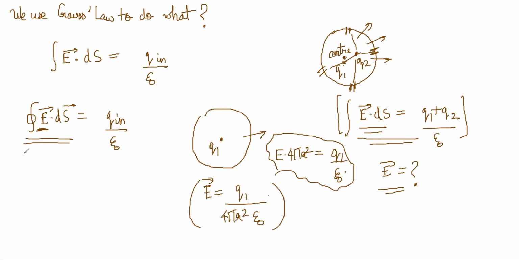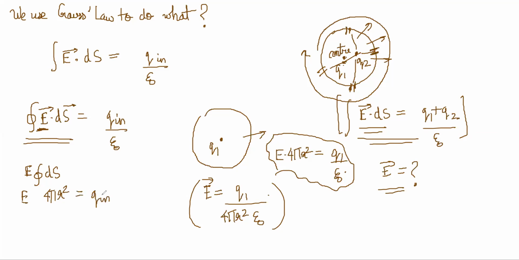The problem is that if E was constant throughout the surface, E would come out of the integral, and the integral would have been a simple area of the surface, which is 4 pi r square, equal to Q in by E naught. Then I would have gotten the answer.